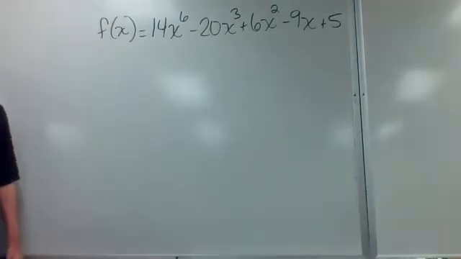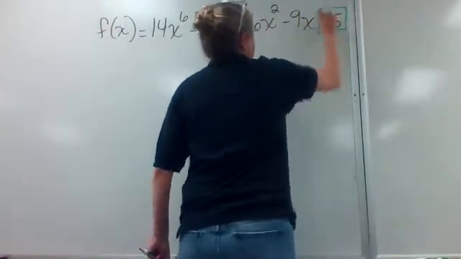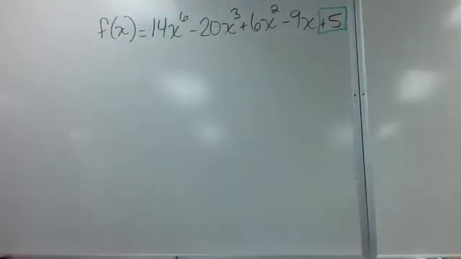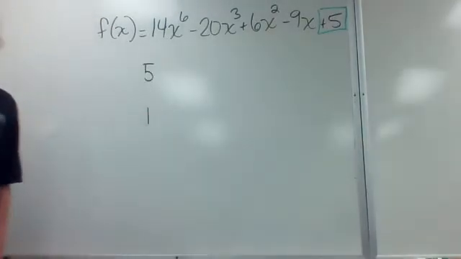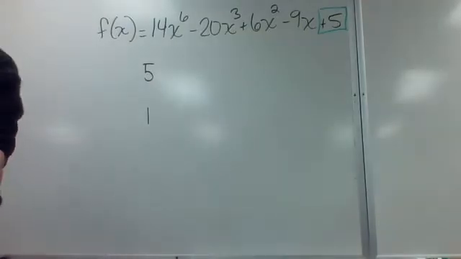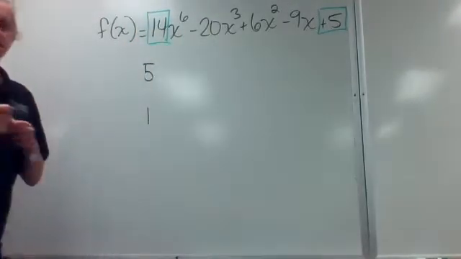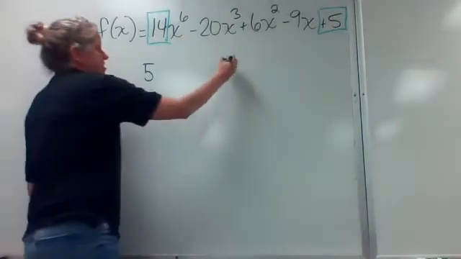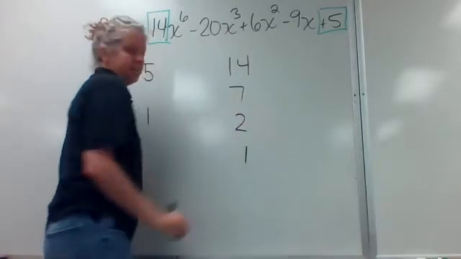So remember, if you are finding all of the possible rational zeros, the first thing you're going to do is look at the last term and find the factors of it. This is a good one because there's only one way to multiply to get 5, right? 5 times 1. Then you look at the coefficient of the leading term, which in this case is 14, and make another column with the factors of 14. So how do you multiply to get 14? 14 and 1, and 7 and 2.